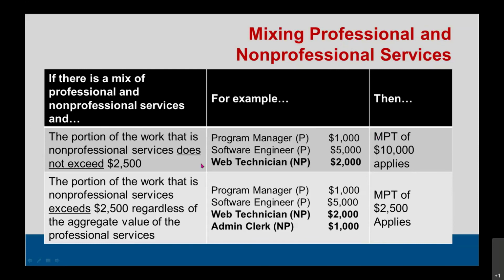So you can see here the portion of the work that is non-professional services and does not exceed $2,500. We have a web technician who is considered non-professional at $2,000. The total of the work is $8,000. They can go up to the $8,000 because the web tech stays under $2,500. But in the second example, we have a web tech and an admin clerk, and their total is $3,000. The total of the work in this case is $9,000, but because the web tech and admin clerk are over the $2,500 and they're subject to the service contract labor standards, the limit of $2,500 applies to the entire buy. So hopefully that is clear.